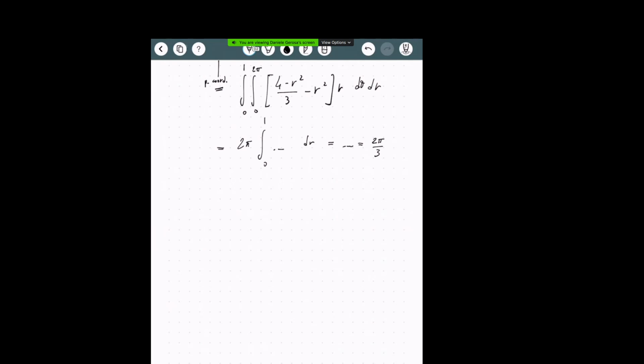Let's see number 23. We want to find the volume lying inside both the sphere of equation x squared plus y squared plus z squared equals this, and the cylinder x to the power of 2 plus y to the power of 2 equals this.